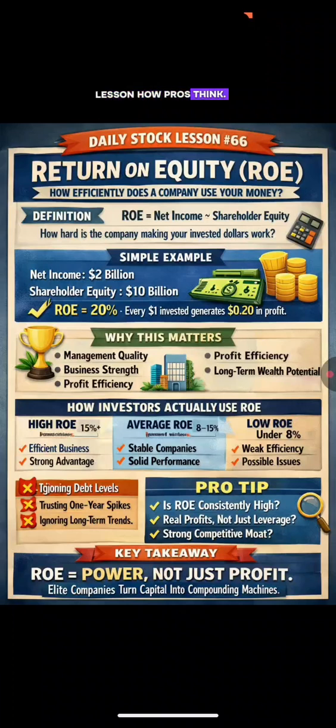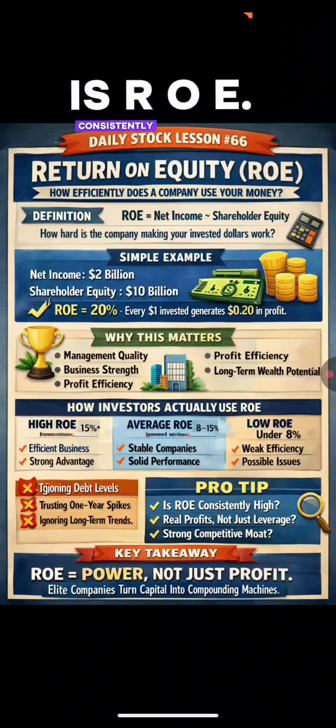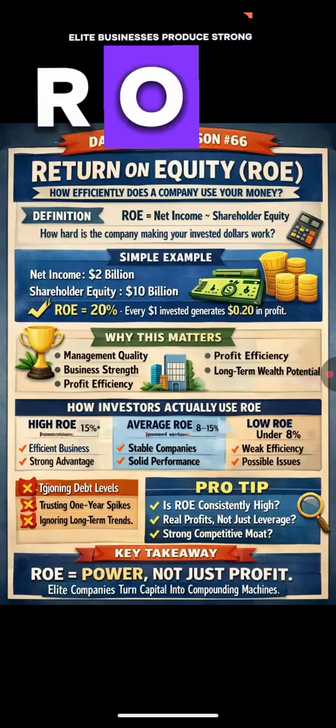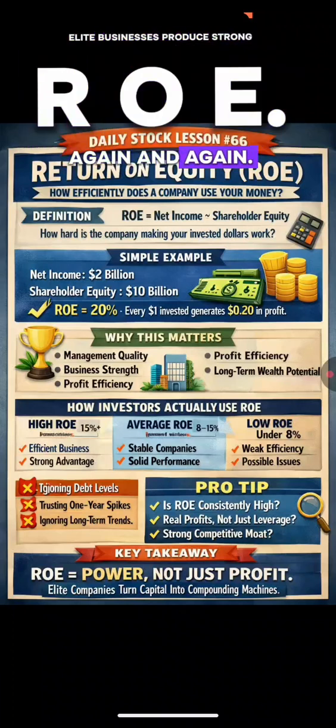How pros think. Smart investors ask: is ROE consistently high for years? Is growth coming from real profits, not leverage? Does the company have a competitive moat? Elite businesses produce strong ROE again and again.